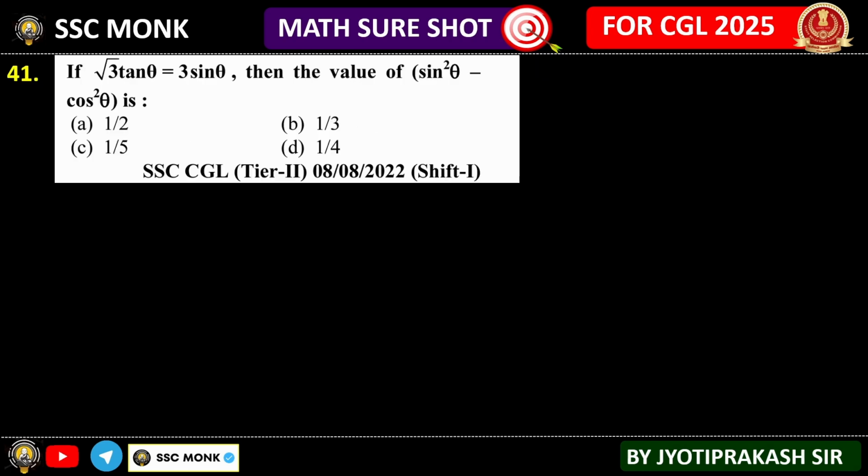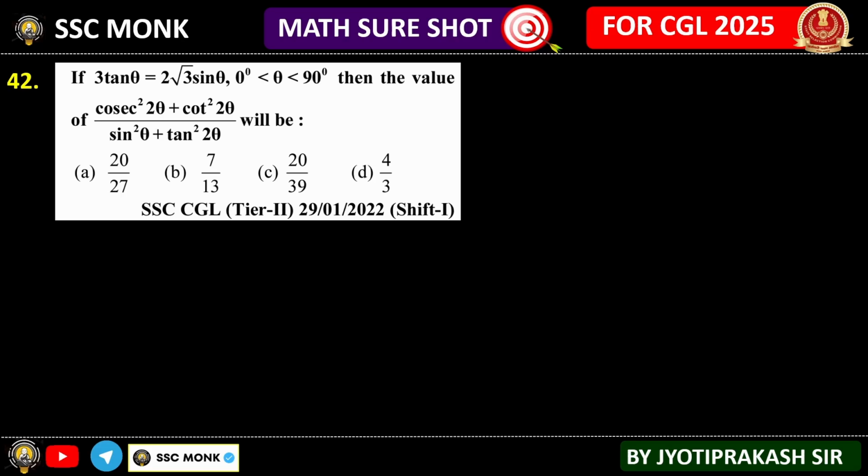Root 3 tan θ is equal to 3 tan θ. You will just simply take out root 3 to this side. You will get the relation between sin θ and cos θ, and you can answer this. Sin θ plus cos θ into sin θ minus cos θ. You can answer this directly. 3 tan θ is same.